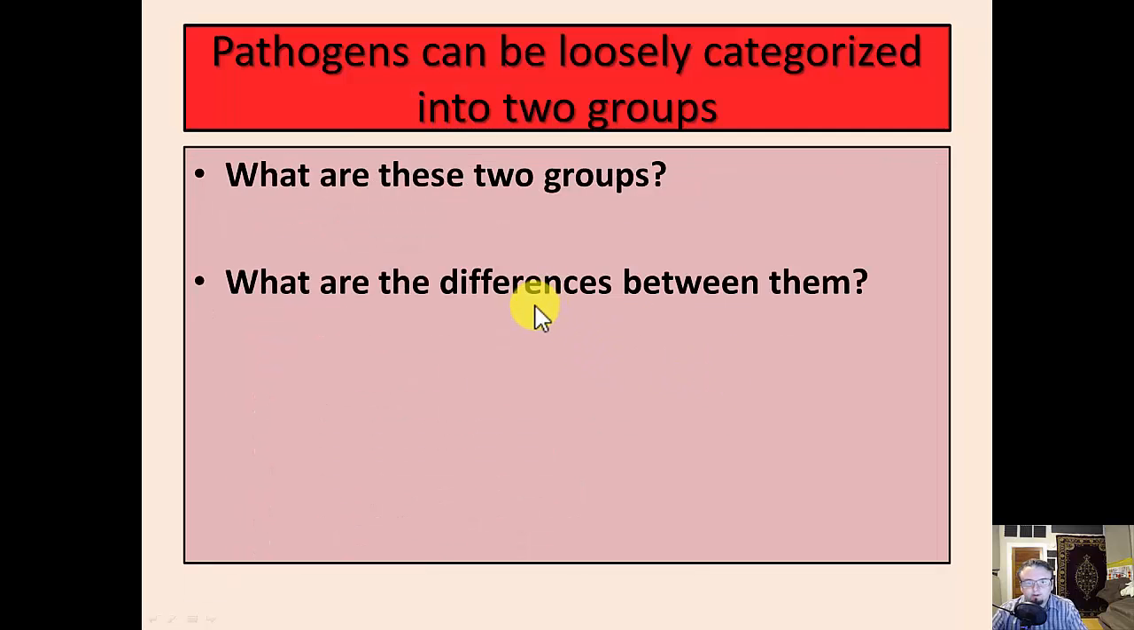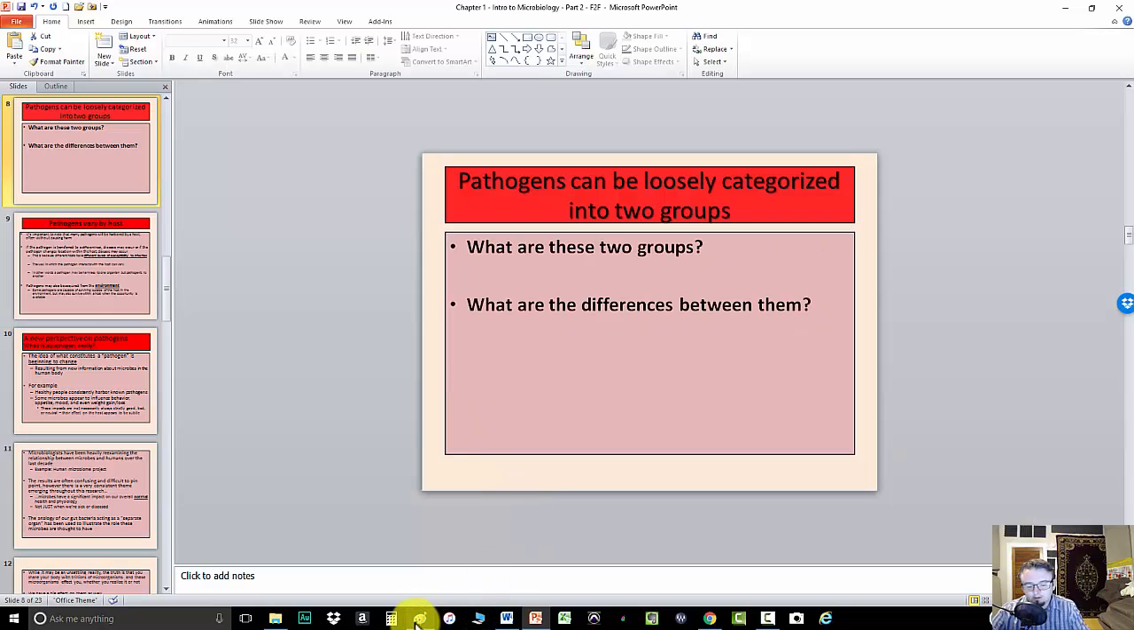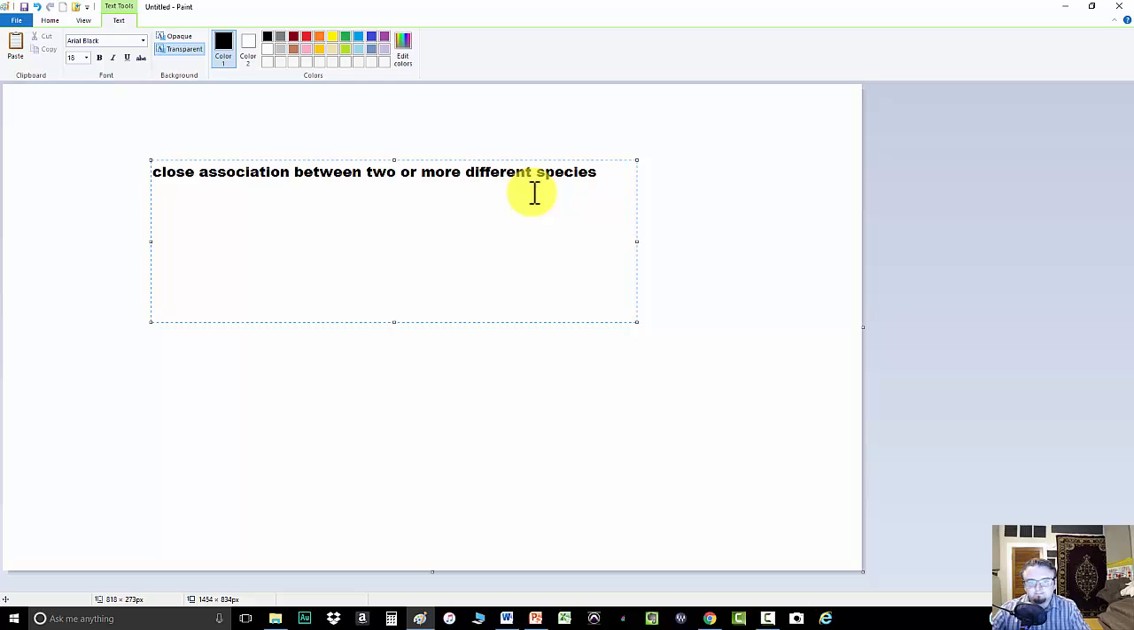Now, what's new, what we want to talk about from a new context, is that a pathogen can be defined in two loose categories. Again, these are broad, and this is not always obvious as one or the other. But generally speaking, there are two pathogenic groups that we can place microbes into. So the question is, what are these two groups and what are the differences between them? Okay, so let's take a quick look at that.